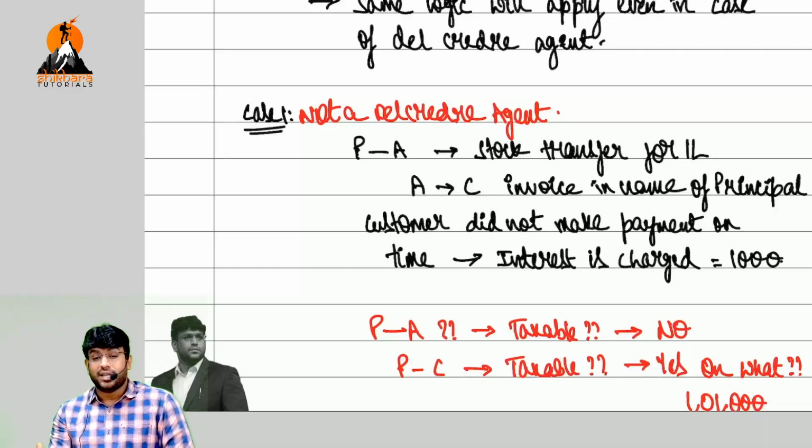That this case 1 is clearly a case of not a declaratory agent. Don't confuse yourself again, okay? The declaratory agent story will come only when he is undertaking the responsibility to recover the debtor's right.